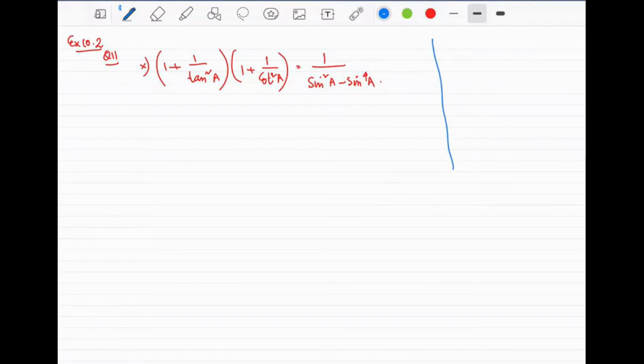The second one looks like this. Cosec square theta minus cot square theta is equal to 1. Let's take the cot square theta to the other side.